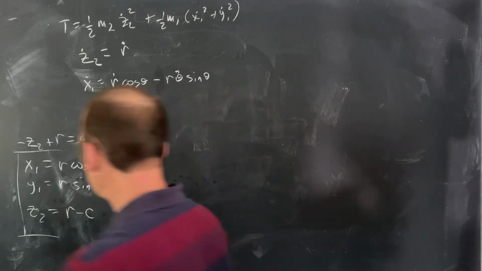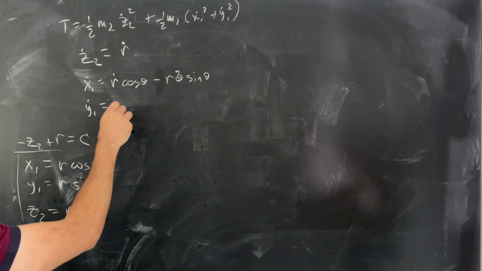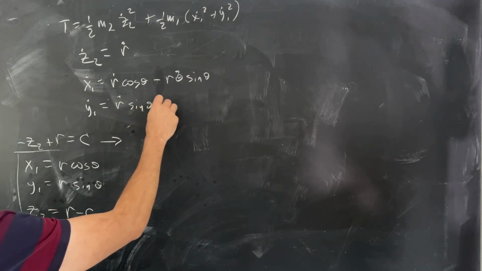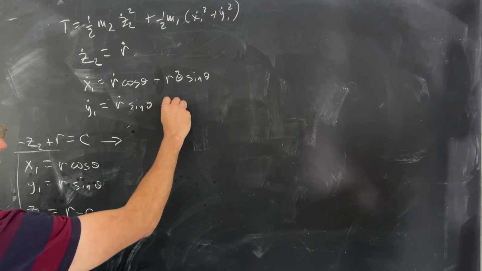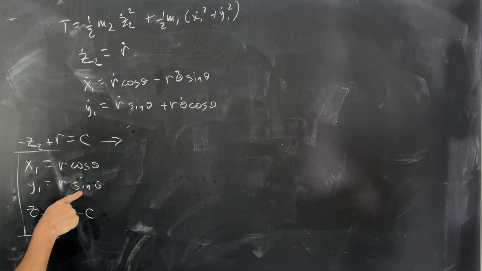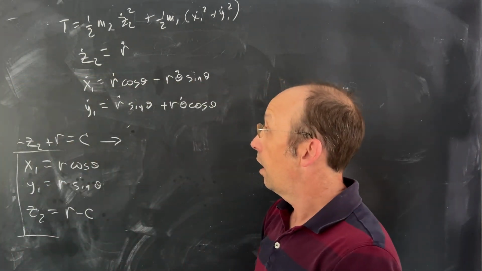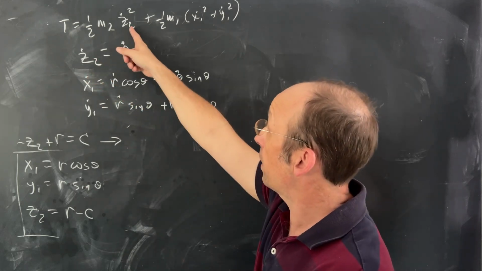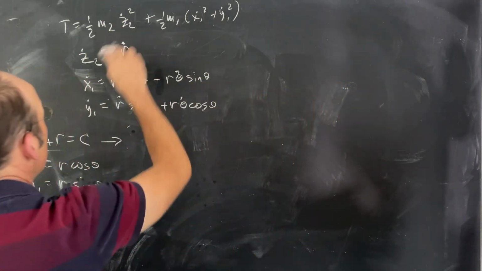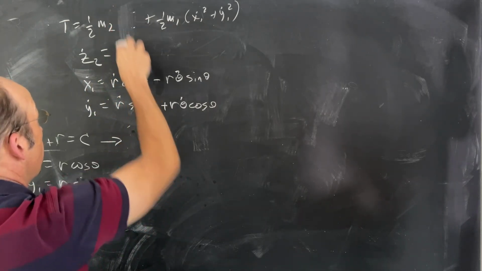Okay. Now I'll do the same thing for y dot. Y1 dot is going to be r dot sine theta plus r theta dot cosine theta. And it's plus because I take the derivative of sine, I get cosine, not negative sine. Okay, so this one's going to be easy to plug in. So z2 dot squared is r dot squared, so I'm just going to put that as r dot squared.